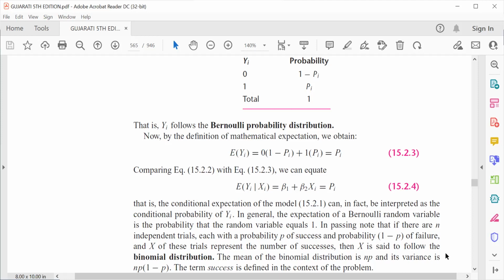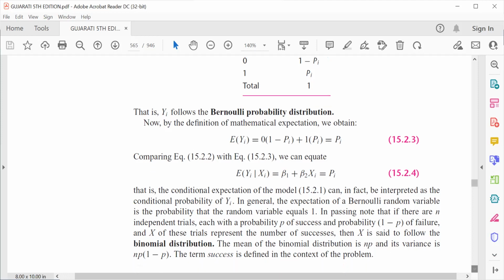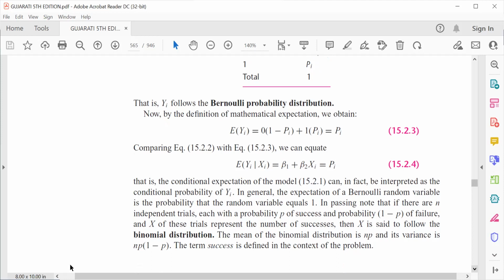If X is the number of successes in the trials, X is said to follow the binomial distribution. The mean of the binomial distribution is np, where n is the number of samples and p is the probability, and its variance is np times 1 minus p. Success is defined by the context of the problem.